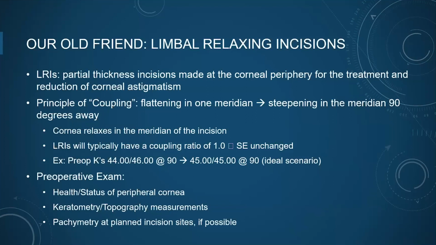And if possible, I have to confess, I don't do this routinely, but you can get pachymetry at the planned incision sites. That way, if you have an adjustable blade, you can set it exactly to 80-90% depth. By and large, though, a 600 micron blade for pretty much most corneas would be safe and effective.